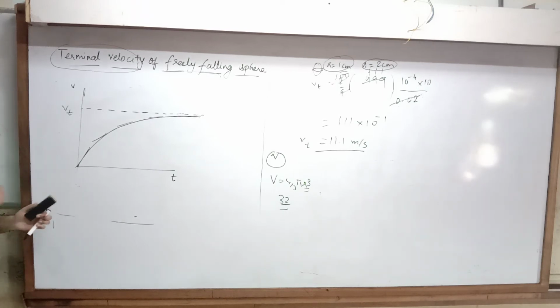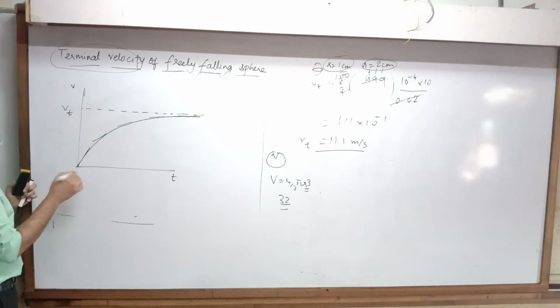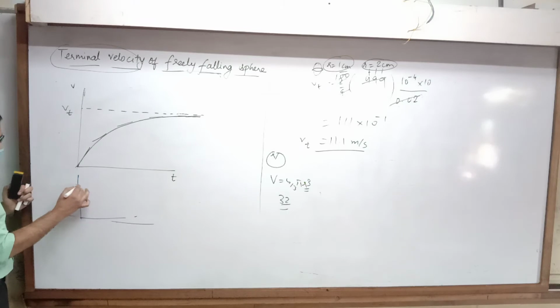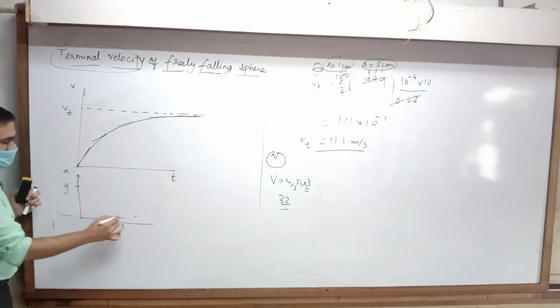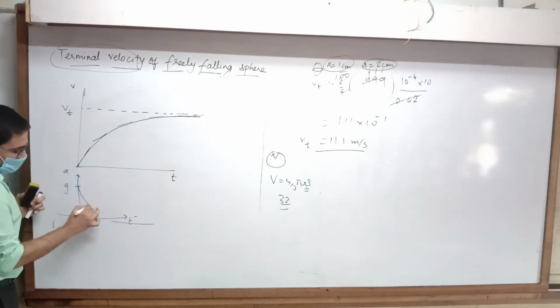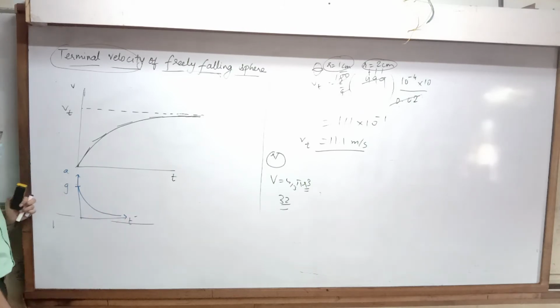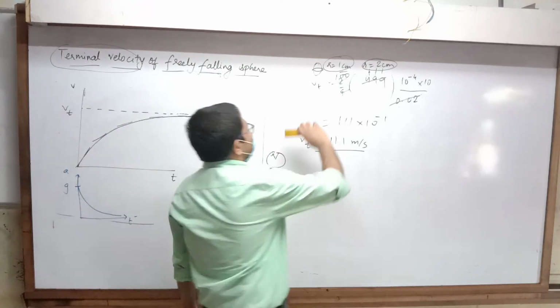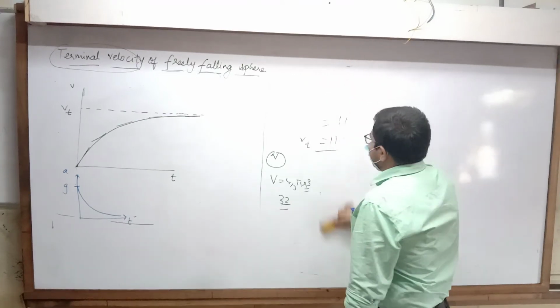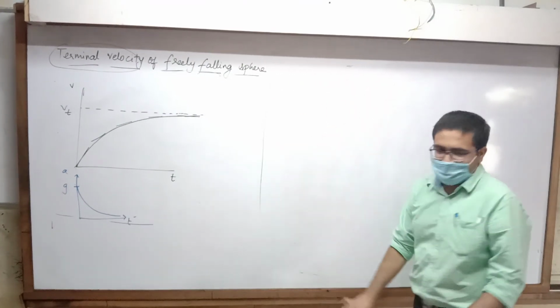If you draw the acceleration graph, it will be the opposite of this. At the start the acceleration is g, and it will decrease like this. Finally acceleration will become 0. So you get terminal velocity. You will get such graphs in maths, exponential ones. Okay, now the relation of eta with temperature.